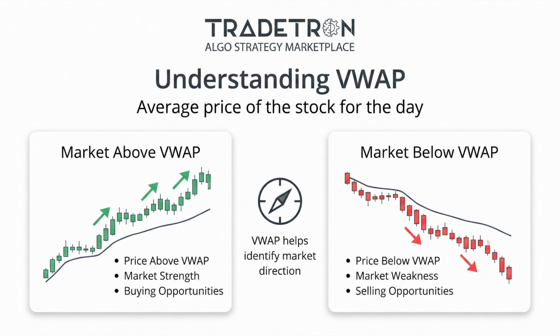This strategy is based on something called VWAP, which stands for Volume-Weighted Average Price. But you don't need to worry about the technical definition. Just think of it as the average price of a stock for the day. When the price is above this average, the market is considered strong, and we look for buying opportunities. And when the price is below this average, the market is considered weak, and we look for selling opportunities. This makes it easy to understand the overall direction of the market.